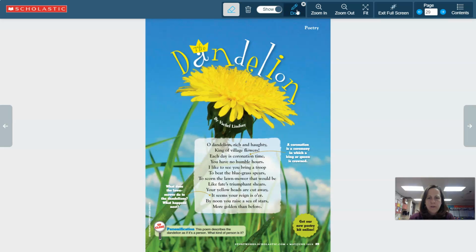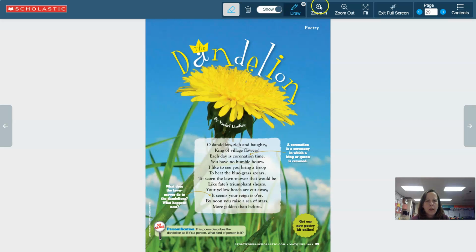The Dandelion. O dandelion, rich and haughty, king of village flowers, each day is coronation time, you have no humble hours. I like to see you bring a troop to beat the bluegrass spears, to scorn the lawnmower that would be like fate's triumphant shears. Your yellow heads are cut away, it seems your reign is o'er. By noon you raise a sea of stars more golden than before.